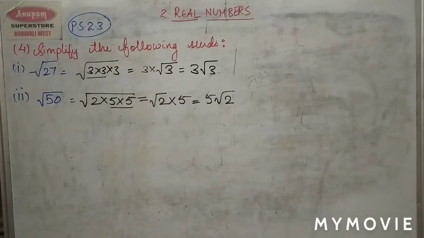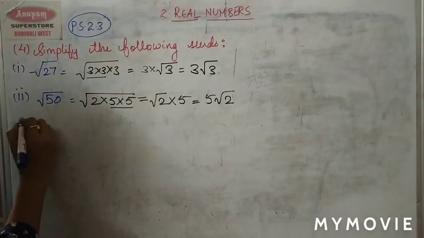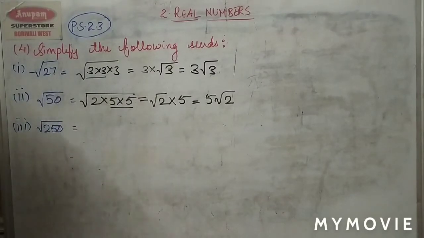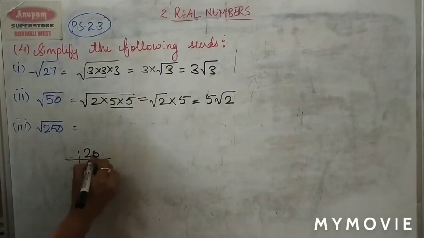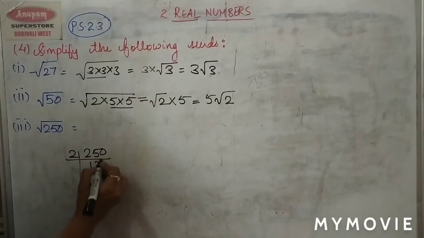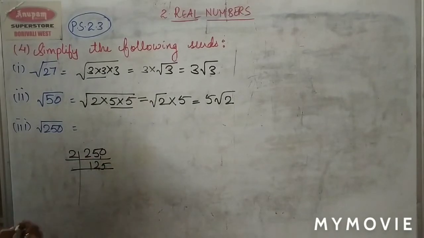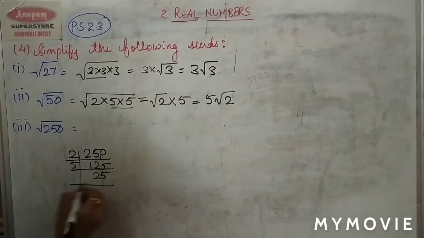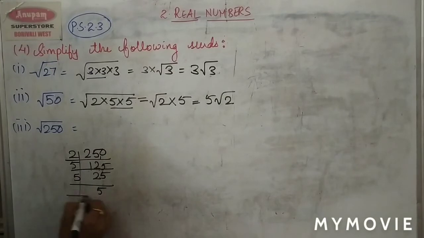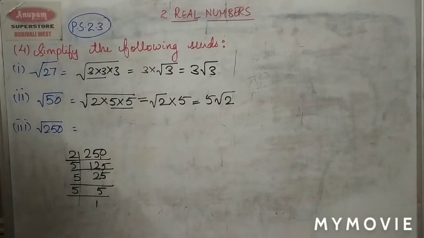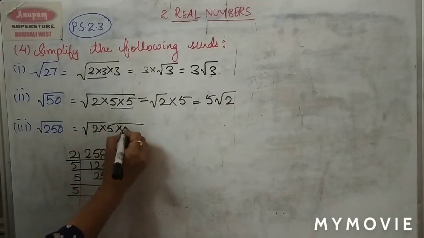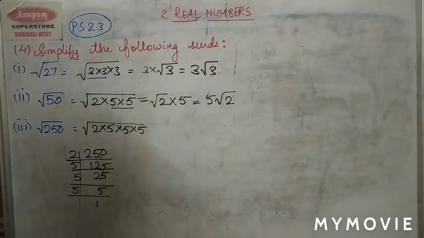Square root of 250. Square root of 250. Let me factorize it. I start with 2 first. 2 1s are 2, 2 2s are 4, remainder 1. 2 5s are 10. Now 125 is divisible by 5. 5 2s are 10, 5 5s are 25. Then this will be 5 5s are 25 and 5 1s are 1. So the square root of 250 is going to be equal to 2 into 5 into 5 into 5.